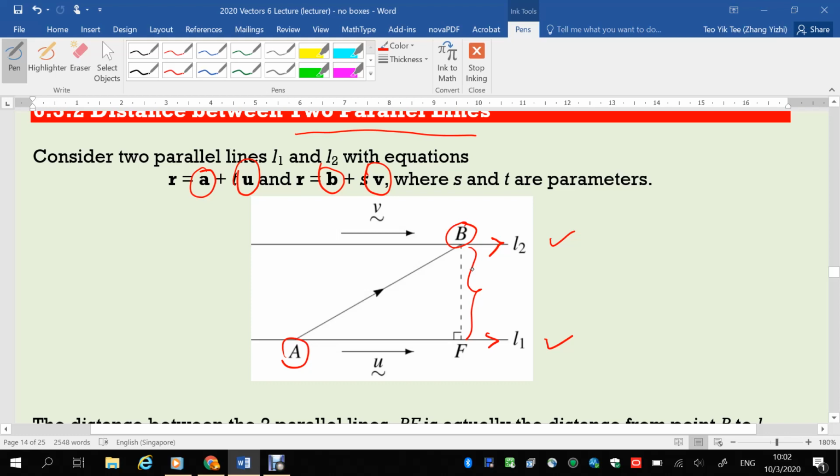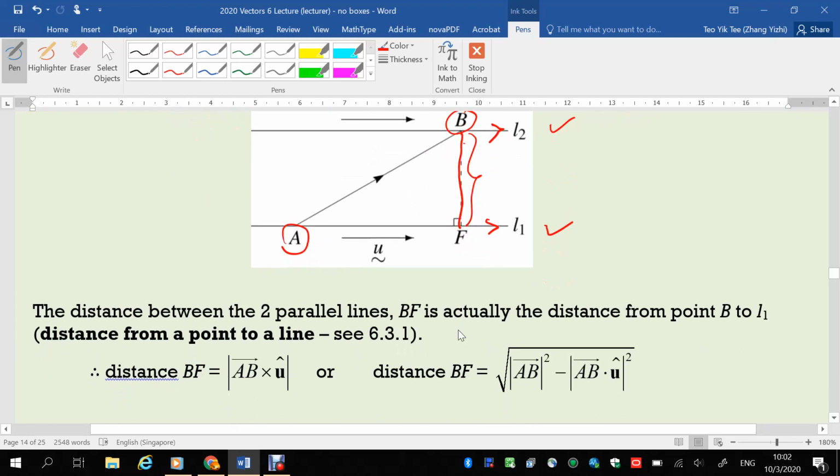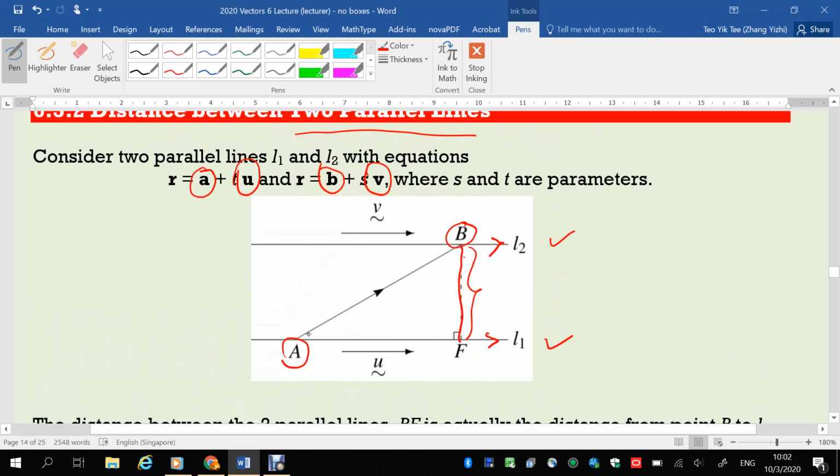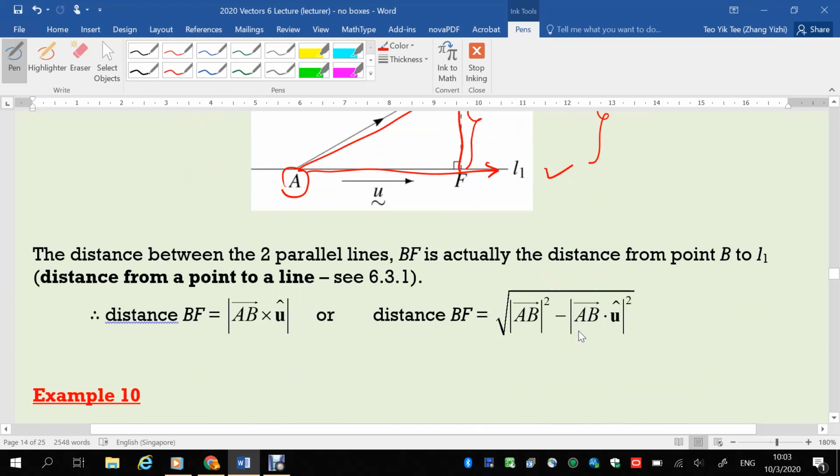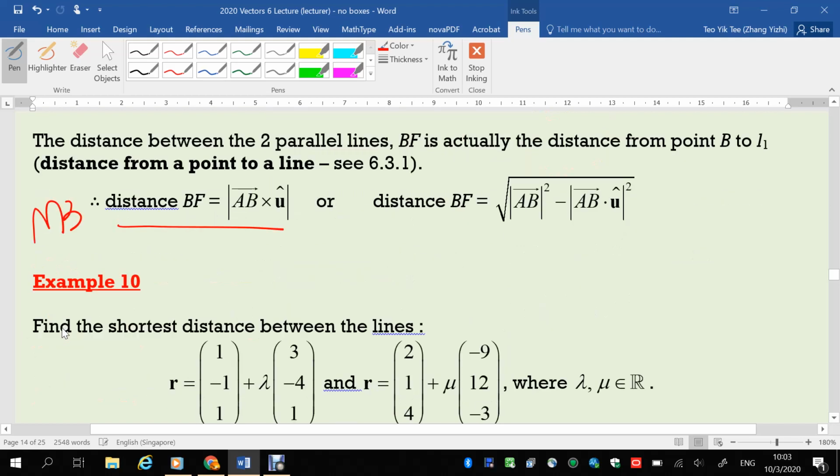If I'm interested in the length of BF here, I can activate method 2 or method 3 very quickly. Let's talk method 3 immediately. If AB cross with U hat, I will get my length of BF very quickly. This is the formula that I'm activating, which is your method 3. Can I use method 2? Of course you can, just that it's a little bit more tedious.